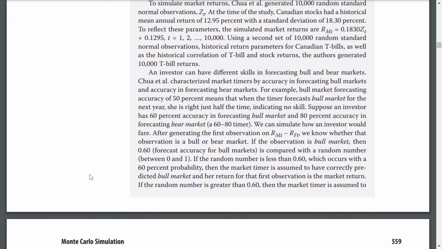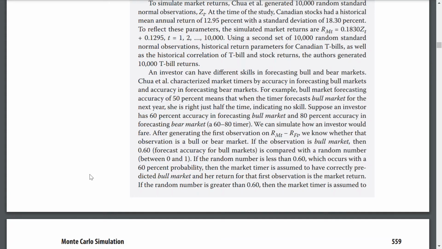An investor can have different skills in forecasting bull and bear markets. Chua et al. characterize market timers by accuracy in forecasting bull markets and accuracy in forecasting bear markets. For example, bull market forecasting accuracy of 50% means that when the timer forecasts bull markets for the next year, she is right just half of the time, indicating no skill. Suppose an investor has 60% accuracy in forecasting bull markets and 80% accuracy in forecasting bear markets, a 60-80 timer. We can simulate how an investor would fare after generating the first observation on RMT minus RFT. We know whether that observation is a bull or bear market. If the observation is a bull market, then the 0.6 forecast accuracy for bull markets is compared with a random number between 0 and 1.